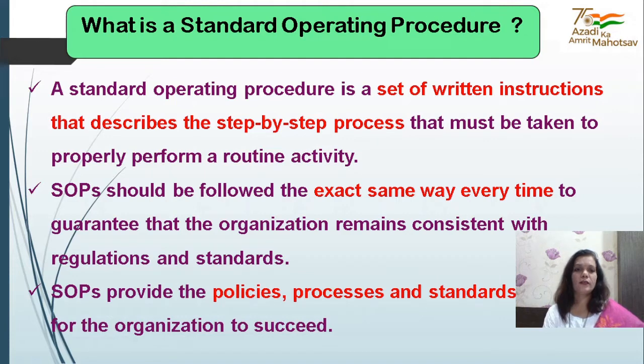What is it? Standard operating procedures are a set of written instructions which describe step by step how a routine activity has to be performed. These SOPs are to be followed exactly in the same way, which guarantees the organization remains consistent with regulations and standards. These are very important in all pharmaceutical companies where quality control and quality assurance units are working.